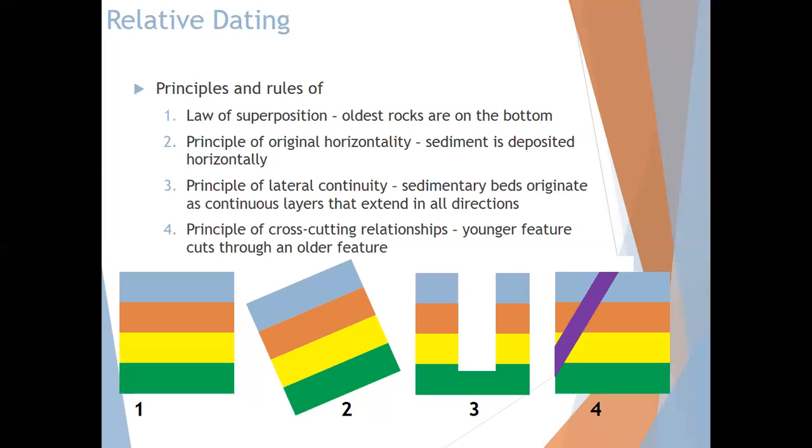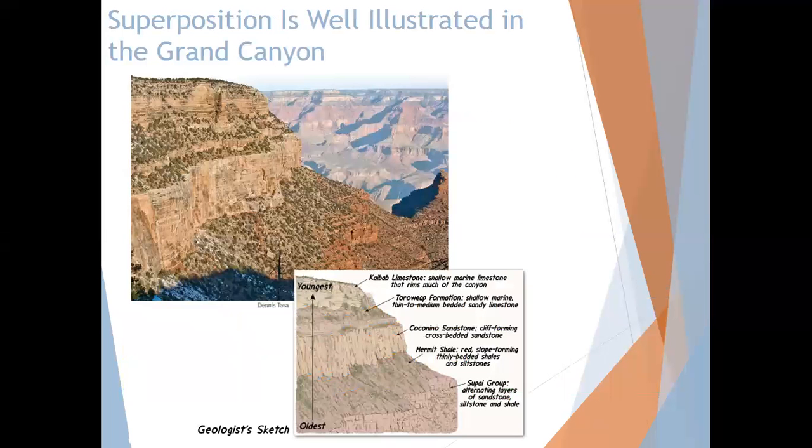We're now going to look at some actual examples of these principles. This is showing you the Grand Canyon. And in the Grand Canyon, hopefully you see the idea of superposition. The rocks on the bottom are the oldest, the rocks at the top are the youngest. You can see distinct stripes and colorations as you look throughout the canyon.